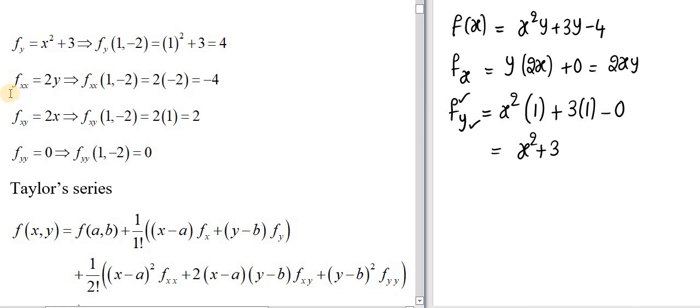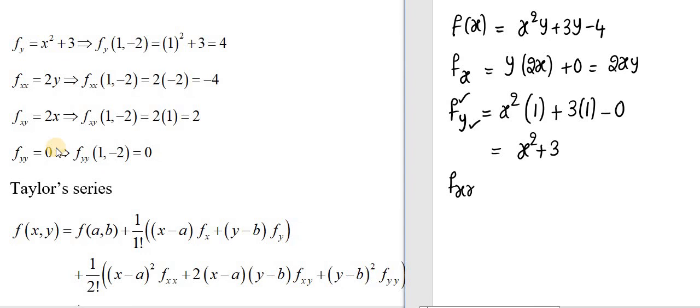Next we find out second order partial derivatives, that is fxx, fxy, fyy. Fxx, that means we already have fx. We are going to differentiate fx again with respect to x only. Here 2 is constant, y is constant. So 2y into 1, that is 2y. The value of fxx at 1 comma minus 2 is 2 into y value is minus 2. That's why minus 2. 2 into minus 2 is minus 4.